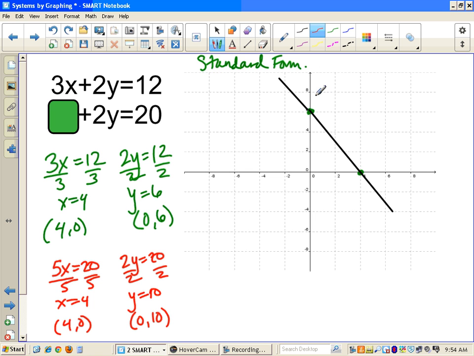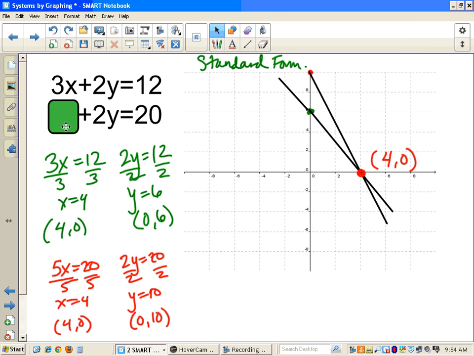So that probably is going to be our intersection point there, because 0, 10 is up here. Find a line. So I have an intersection point of 4, 0. Okay? And again, I can check my answers.